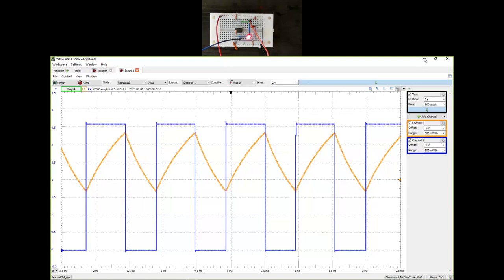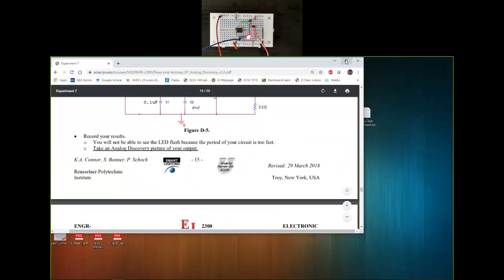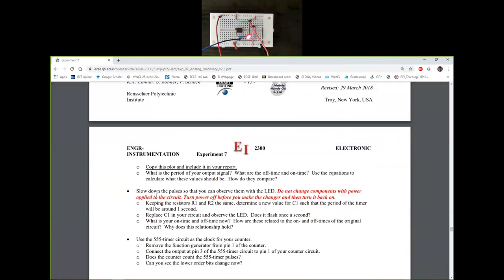If you look at your experiment 7 write-up, let's see, zoom out. Yeah, the experiment 7 write-up says, to slow things down, use the same values of R1 and R2. However, you need to find a new value of C1 such that the time period is around 1 second. And then we'll replace our capacitor with this new capacitor.